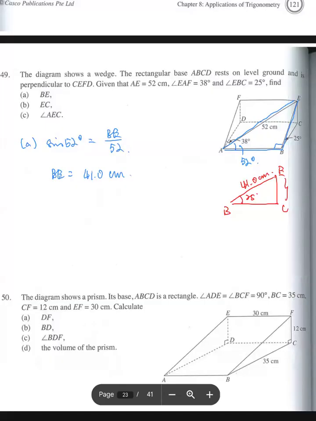I can use sine again. So sine 25 equals EC over 41.0. Okay, and EC is 17.3.